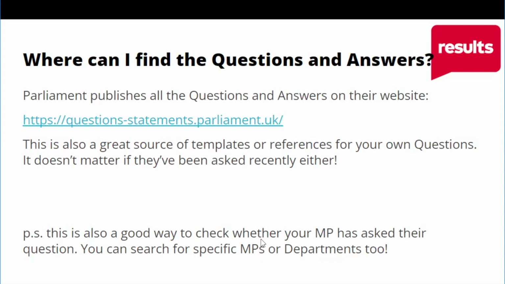And as I said at the end, PS, it's a good way to check whether your MP has asked the question, because you can filter between questions. You can see questions that have been asked which haven't been answered, so it's a good way to keep your MP on their toes. And of course you can search for specific MPs, what questions they've asked and what answers they've received, or specific departments too. As I said earlier, the turnaround is pretty quick. It's normally about 7 days, and all the answers are published on the parliamentary website.